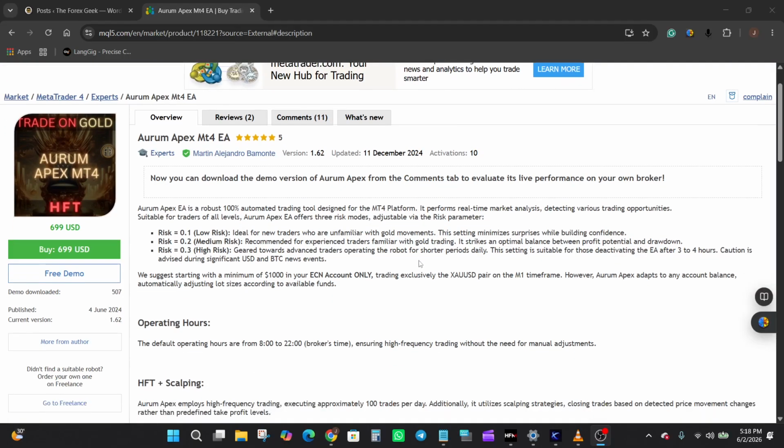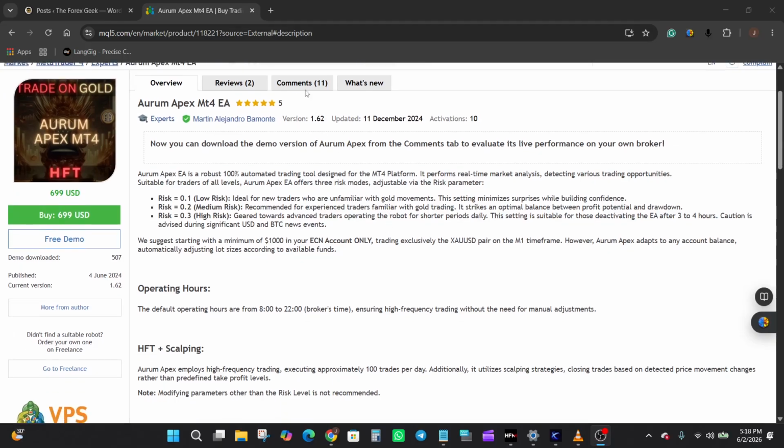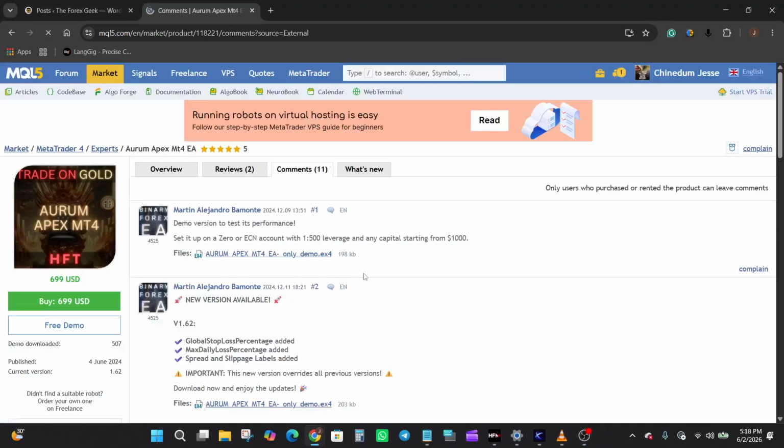Starting with the marketplace overview, Aurum Apex EA is a fully automated expert advisor designed specifically for the MT4 platform. It is currently priced at 699 US dollars, comes with 10 activations, and the version shown here is 1.62, updated on December 11th, 2024. One thing worth noting right away is that the developer provides a demo version through the comment section, and we can confirm that here.